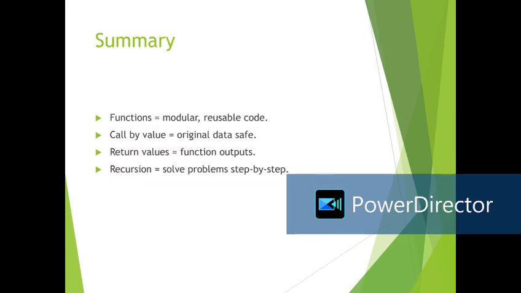Summary of everything. Let's bring it all together with a quick summary. Functions allow us to create reusable, modular pieces of code. Call by value means we pass a copy of data to functions, safe and clean. Return values let functions send results back to the calling code, while void functions perform actions but don't return data. Recursion solves problems by breaking them down and calling the same function on a smaller version.